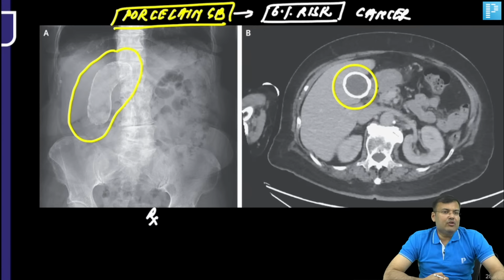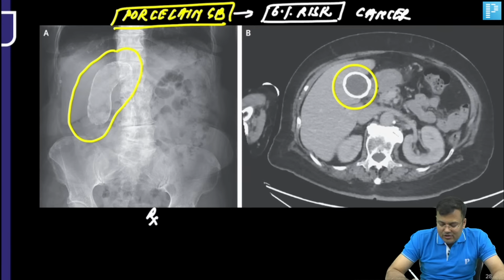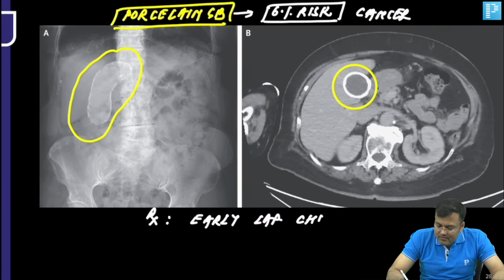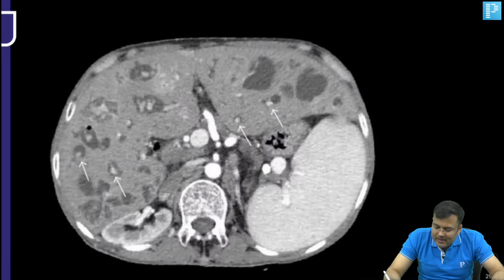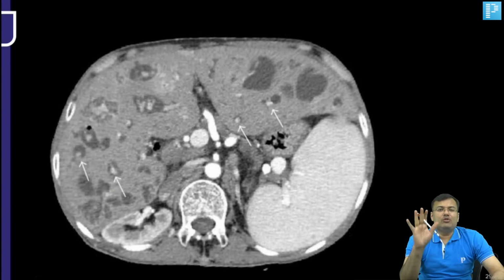This is porcelain gallbladder or calcified gallbladder. What is the treatment? Yes, 6% risk. It is not 10. Initially, it was 10. Now, it is 6%. So, we have to go for early lap cholecystectomy. As early as possible, remove the gallbladder, guys. Early lap cholecystectomy is done. Porcelain gallbladder. Next. Let me see who is the genius over here.